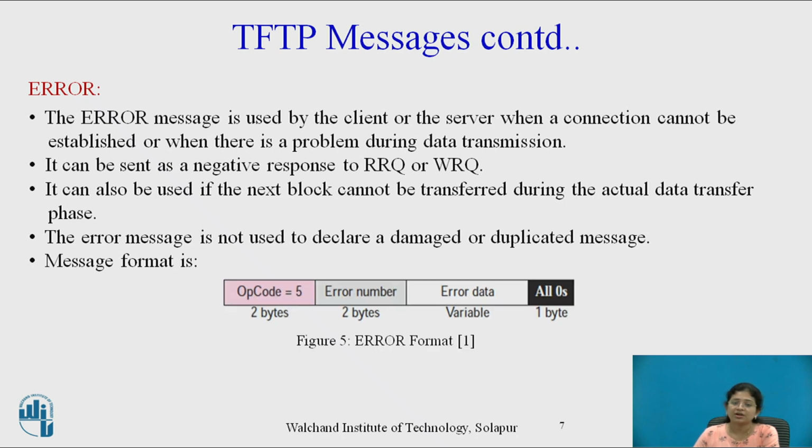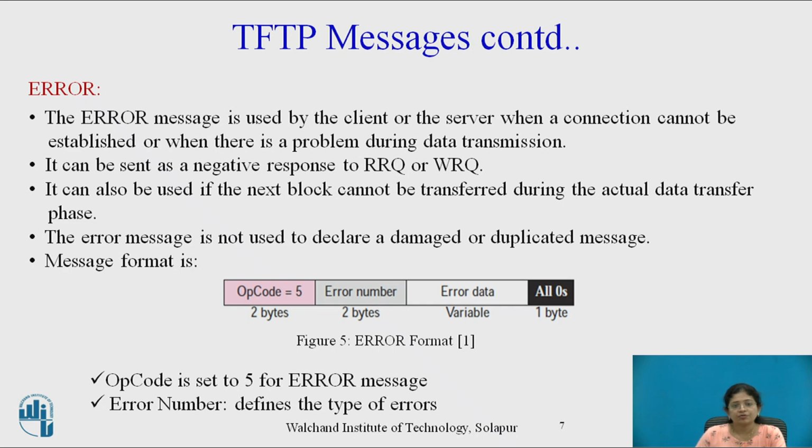Now look at the format of this error message. The error message contains a total of 5 fields. The first one is opcode, the second one is error number, the third one is error data, and the last one is 1 byte which is reserved, and that is all 0. The opcode field is set to 5 for the error message.